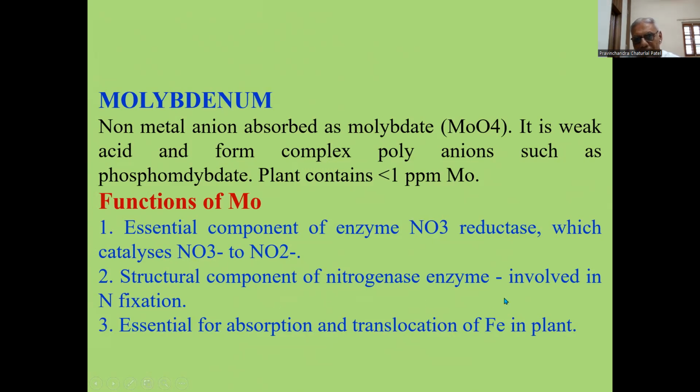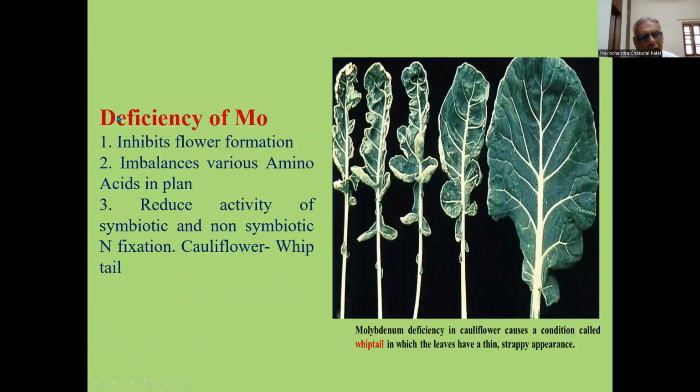It is a structural component of nitrogenase enzymes involved in nitrogen fixation, as we have seen, and essential for absorption and translocation of ions in plants. Then deficiency of molybdenum: we have discussed molybdenum deficiency in cauliflower, which causes a condition called whiptail, in which the leaves have a thin, stripy appearance. It inhibits flower formation, causes imbalance of various amino acids in the plant, and reduces activity of symbiotic and non-symbiotic nitrogen fixation. So cauliflower's typical deficiency is called whiptail.